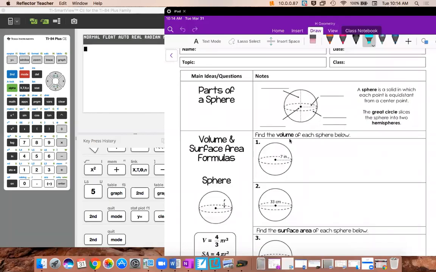Hi guys, welcome to week 3. This should be the second day of week 3 of remote learning. And what we're going to learn about today is spheres and finding the surface area and volume of those spheres.